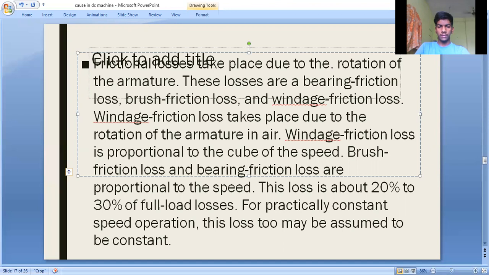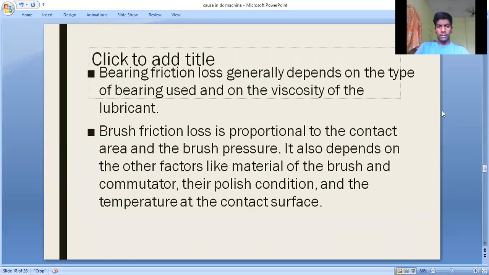This loss is about 20% to 30% of full load losses. For practically constant speed operation, this loss too may be assumed to be constant. Bearing frictional loss generally depends on the type of bearing used and on the viscosity of the lubricant. Brush frictional loss is proportional to the contact area and the brush pressure. It also depends on other factors like the material of the brush, and the condition and temperature at the contact surface.